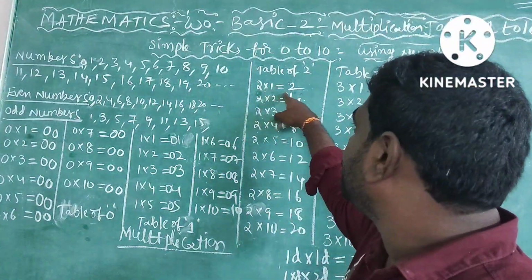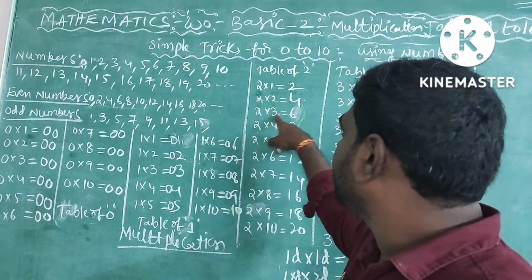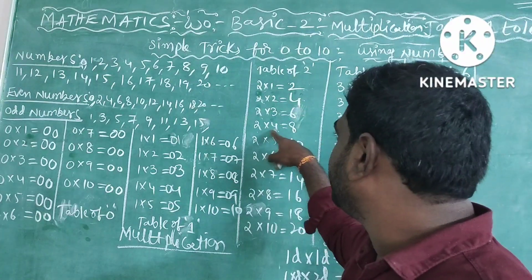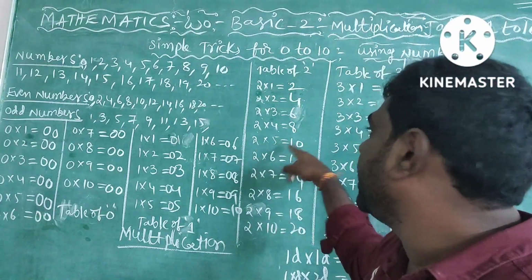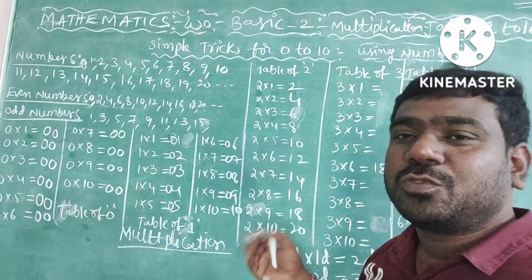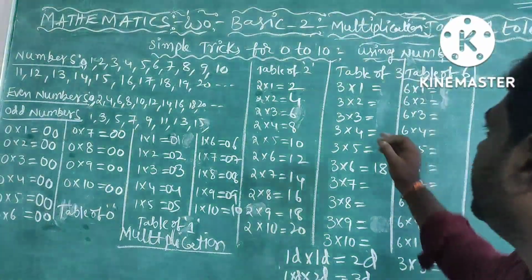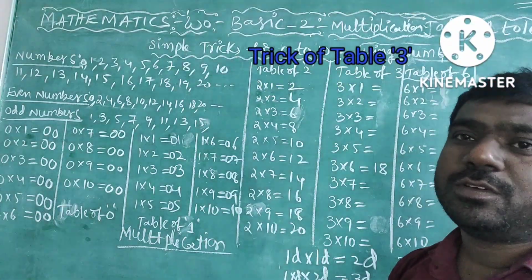So now 2 times 2 is 4, 2 times 3 is 6, 2 times 4 is 8, 2 times 5 is 10, and so on. So the 2 table is finished. Come to the 3 table.